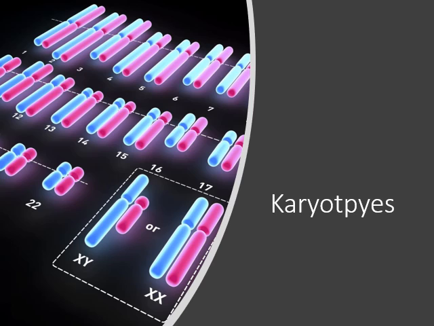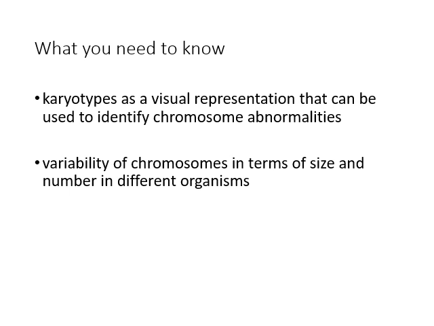Hey everyone, today's set of notes will be focusing on a concept known as karyotypes. The things that you need to be able to do by the end of this set of notes is be able to understand what a karyotype is and how scientists are using these to visually represent chromosomes and use these to then identify any abnormalities in chromosome formations in humans or other organisms. We'll also touch on the different variability in chromosomes across different organisms in terms of the number of chromosomes that they have and also the size. And we'll do a couple of activities in class to consolidate what we've spoken about today as well.